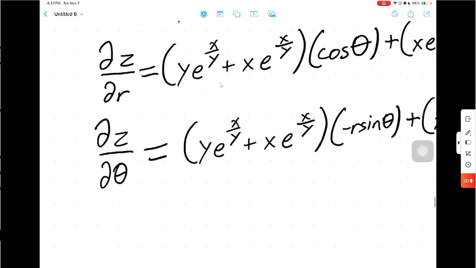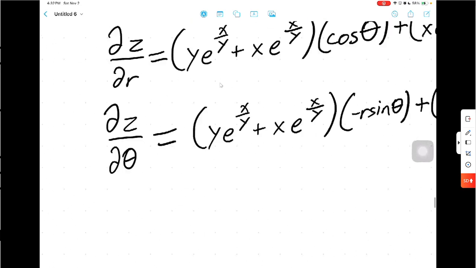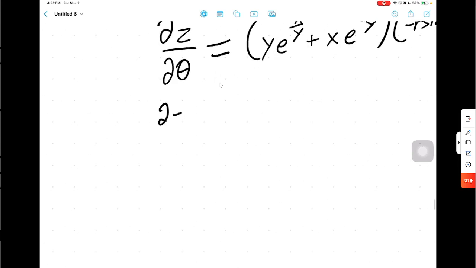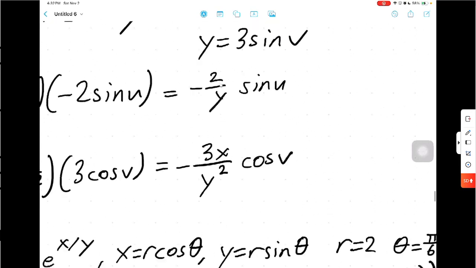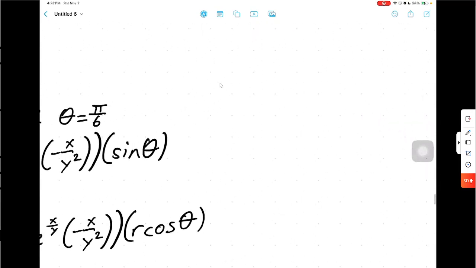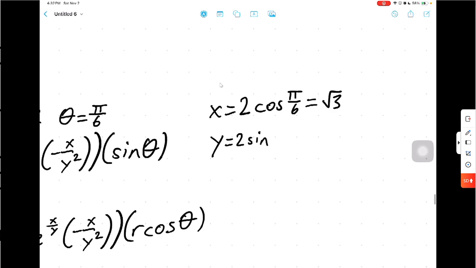And now we're just going to evaluate this, which means partial of z with respect to r at r equals 2, theta equals pi over 6. Now, it's worth calculating what x and y actually are. So x is equal to 2 cosine of pi over 6, which is going to be root 3. And y is equal to 2 sine of pi over 6, which is 1.